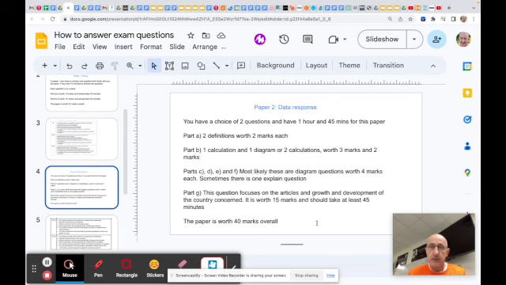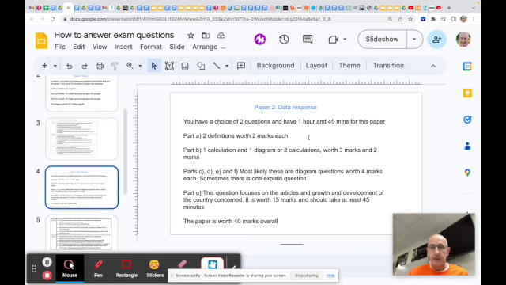Paper 2 is the data response. So here you've got 1 hour and 45 minutes. You have a choice of 2 questions. And you probably get 3 articles as well with each of these questions that you answer. The format is the same for each question. Generally speaking, in part A, you've got 2 definition questions worth 2 marks each. Try and give 2 points in this definition. Don't give an example. There's no marks for an example in part A.